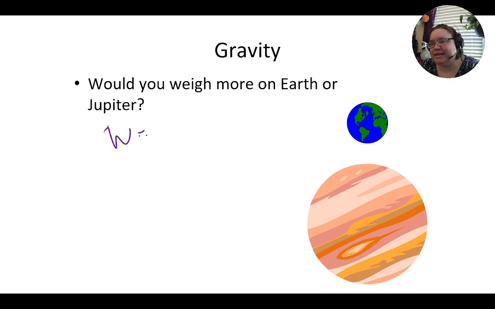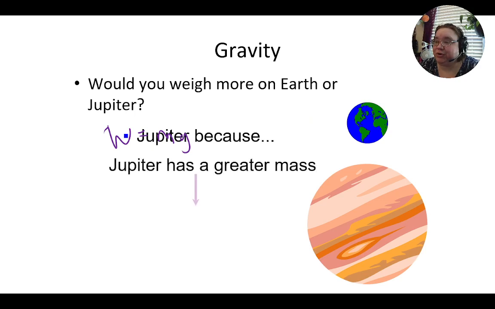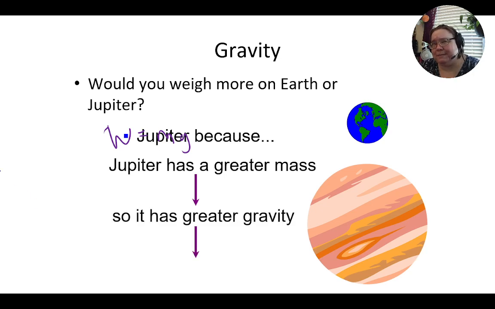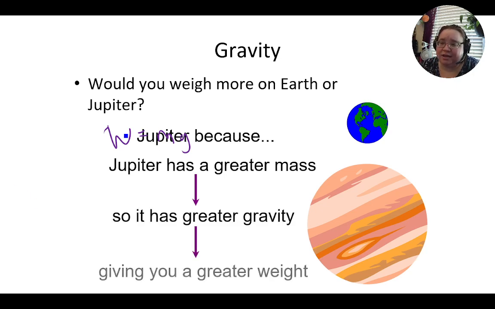So weight equals mass times gravity. On Earth, your weight is going to be smaller because the gravity is smaller. On Jupiter, well, Jupiter's got a considerably bigger mass. Therefore, it's going to have more gravity. And if it's got more gravity, your weight is going to be larger.